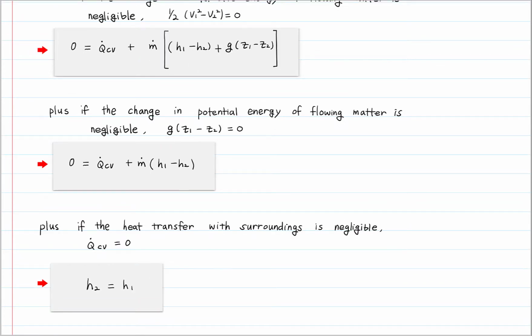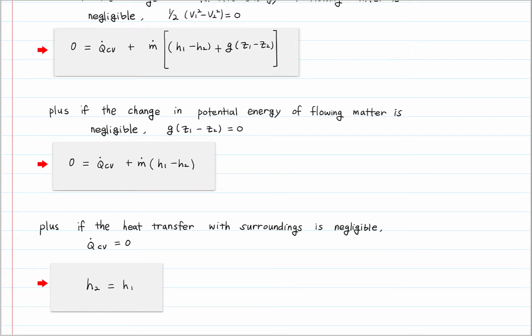Under these assumptions, the equation is reduced to H1 equals H2. So the simplified equation states the enthalpy at the inlet is equal to the enthalpy at the outlet. So enthalpy remains constant across the throttling device.